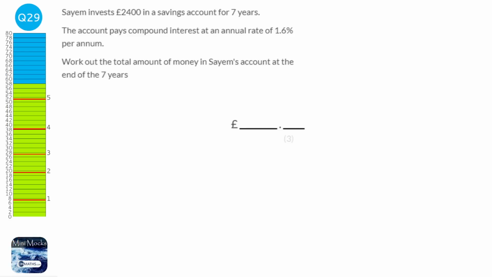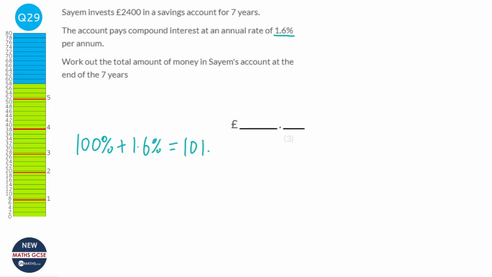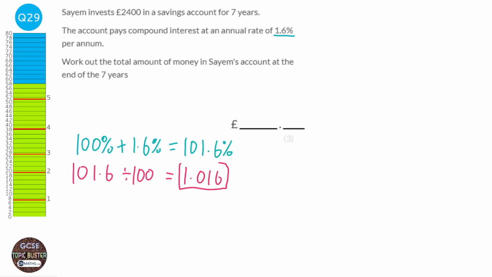Okay, so we're going to start off by working out the multiplier, and we always start off with 100%. We're told that the compound interest rate is 1.6%, so we're going to add 1.6% to the 100%, and it's going to be 101.6%. Make that into a decimal by dividing it by 100, and this will give us the decimal or the multiplier. So the multiplier is 1.016, and so anytime we want to increase something by 1.6%, we just times it by 1.016.